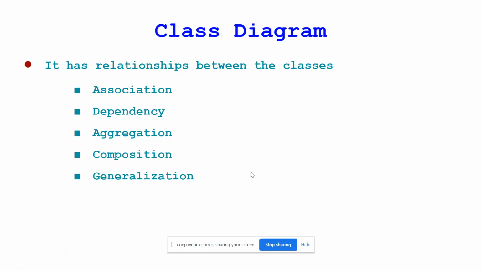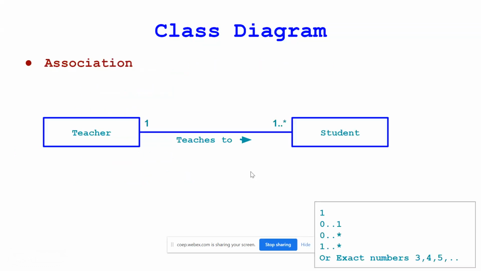I'll tell you these relationships with examples so that you can represent a class diagram using these relationships if you have multiple classes. Right? Now the first one is the association. Consider you have two classes: one is the teacher class and the second one is the student class. To represent the association between the student and teacher classes, we need a solid line.